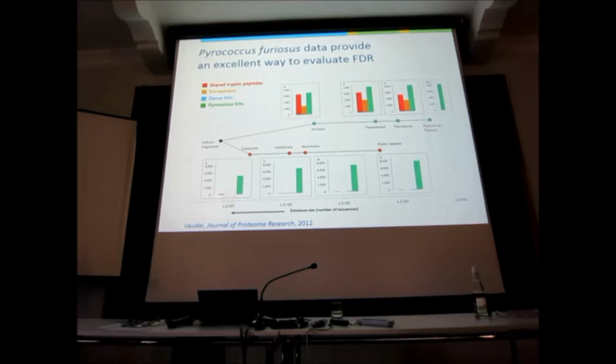Now, the question is, since we haven't told the search engine that we've included Pirococcus data, any Pirococcus hit must be wrong. Because we search human data against the Pirococcus database, everything we get back must be wrong. So we find out how many peptides we matched against Pirococcus, and that's the entrapment hits. And they should be lower or equal to the number of decoy hits.